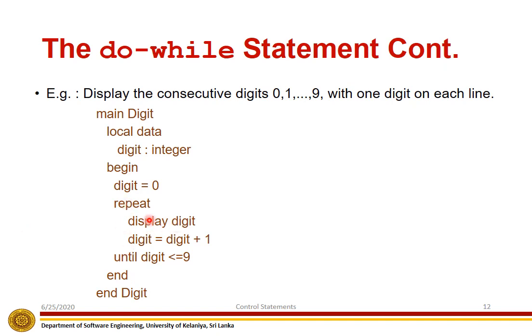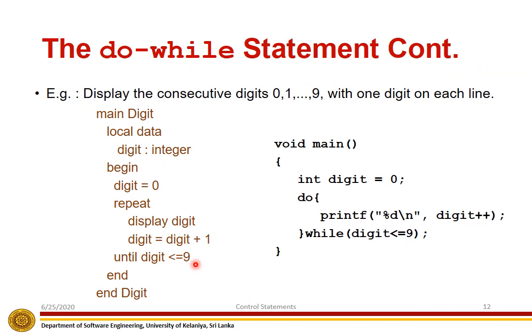Here I have used repeat and until to indicate the do while loop. You can use do and while instead of repeat and until. Repeat, display digit, and increment operator, digit equals digit plus 1. Then until digit is less than or equal to 9. So now we can write the code.